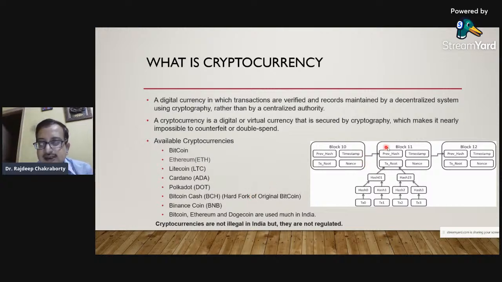Now, basically, this is the node of a Bitcoin. Okay, this is the block of a Bitcoin. In every block we have the previous hash, timestamp, transaction root and nonce. So this is the typical structure of a Bitcoin block. You made several transactions. Now this block is created by this Merkle tree, and I will discuss with you in the third part how this tree is created. Okay, so this is the typical structure of a cryptocurrency or a Bitcoin.